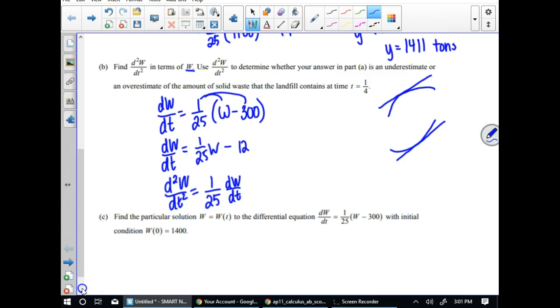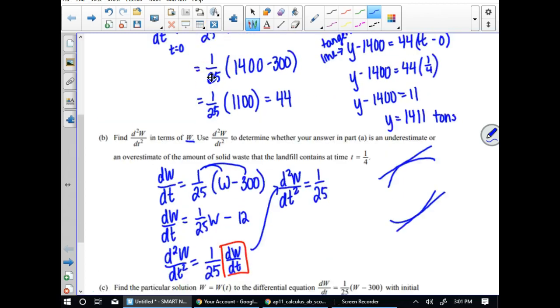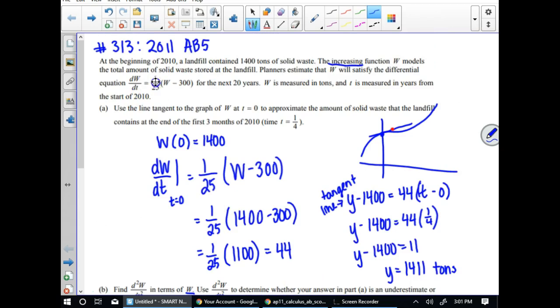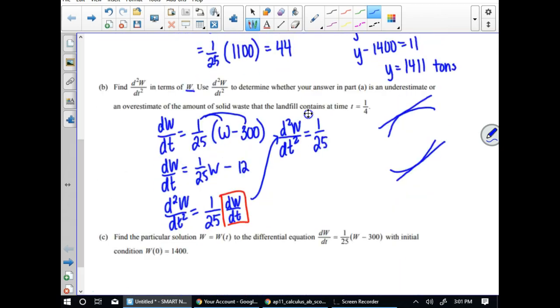So notice up here it says find the second derivative in terms of w. So that means we can't have this dw dt left in our answer. So what we're going to have to do is go up here and take our second derivative, and we'll have 1 over 25, and then whenever we have dw dt, we replace it, because right up here we already knew what dw dt was. It was 1 over 25 w times 1 over 25 w minus 300.